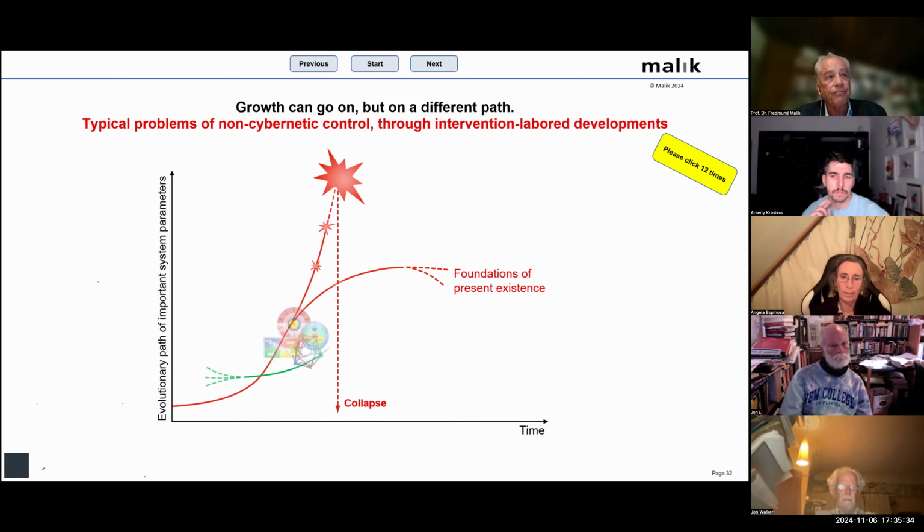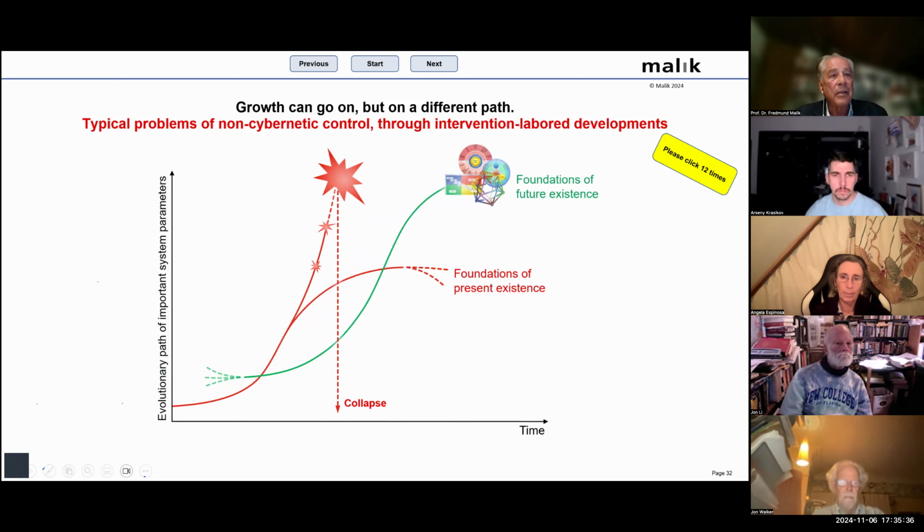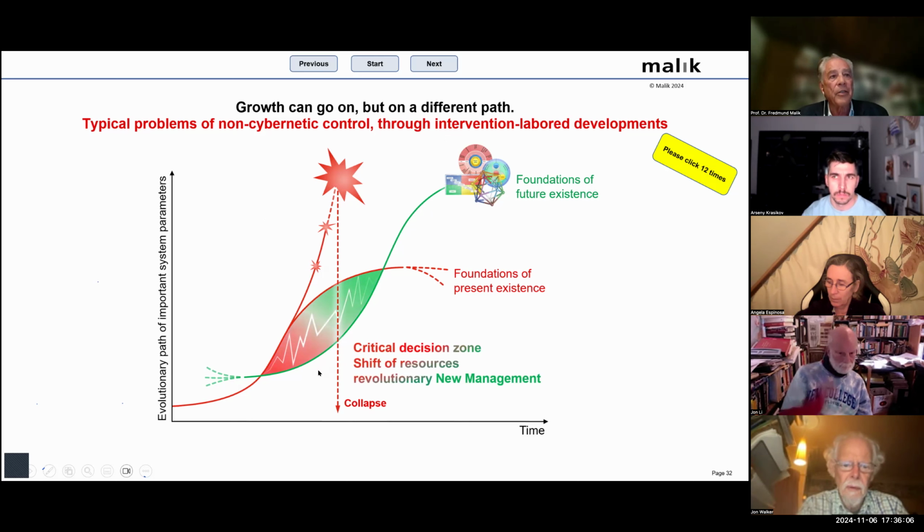So this is now the green curve, the foundations of future existence, and our models can handle these curves quite easily if we have learned and practiced them. Typical problems of non-cybernetic control through intervention: labored development. So this is the red one. Critical decision zone here: revolutionary new management.